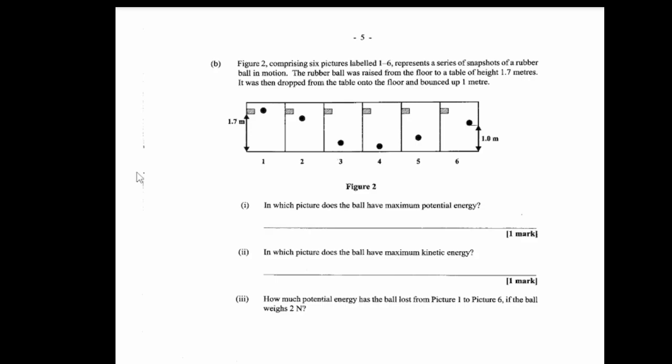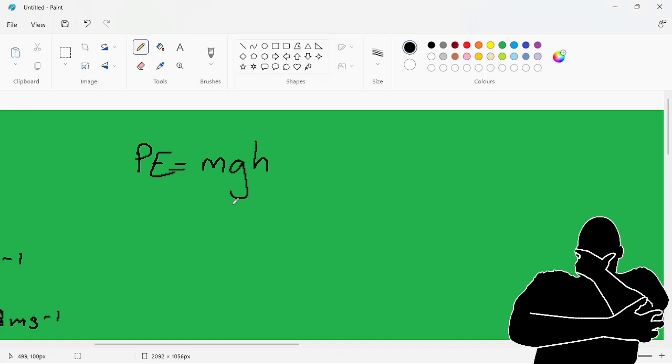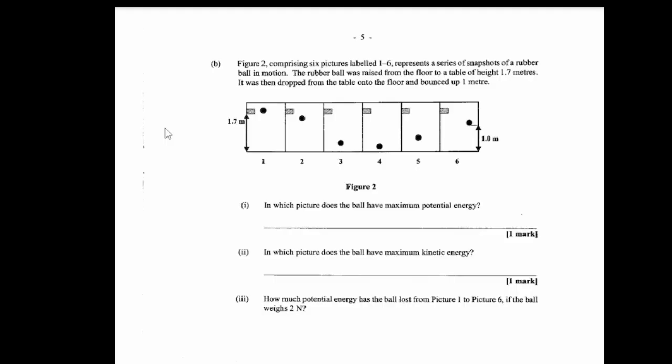So which one of these heights would give us the most potential energy? Well, it stands to reason that the largest height gives us the largest potential energy, since height is being multiplied by these other 2 variables. If these 2 variables were being divided by height, then you would have a different story. But since height is in the numerator, the largest height gives the most potential energy. So in which picture is the ball at the highest height? It is indeed picture 1. So that is the picture where the ball has maximum potential energy.